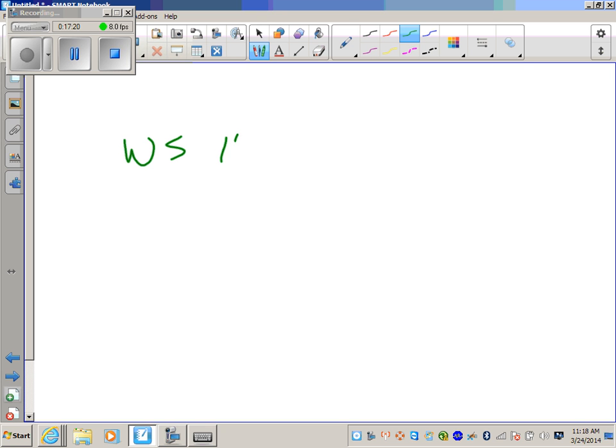Worksheet 14-8 and 3 through 8. Real simple.